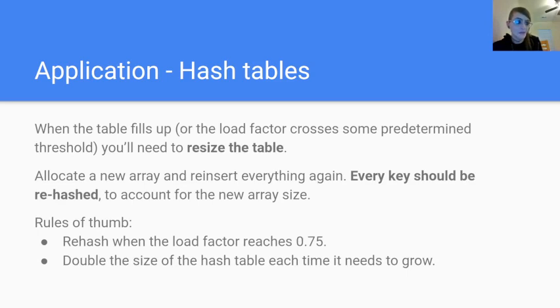And when you grow it, you double the size. So you might start with size 10, and you double it to 20, and then 40, 80, 160, 320, 640. So those are your rules of thumb. Rehash when the load factor reaches 0.75, and double it each time. You can do some tuning, I guess, if you have some really special need, but these are tried and true values.